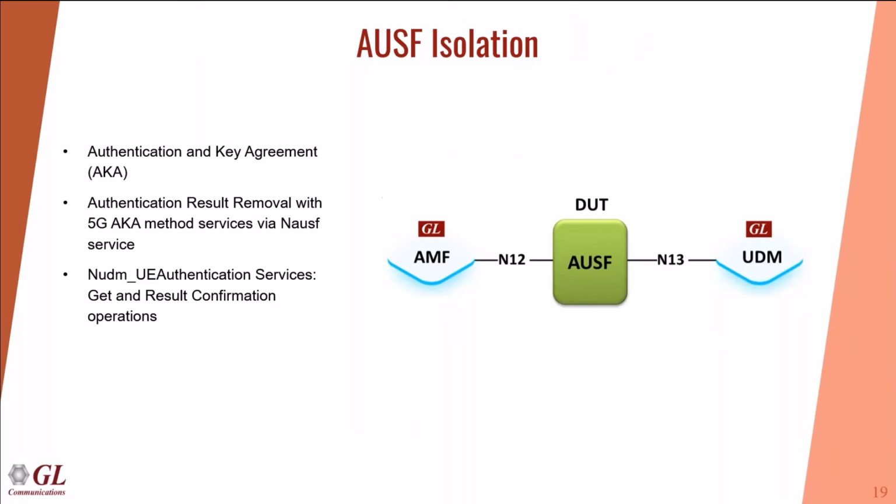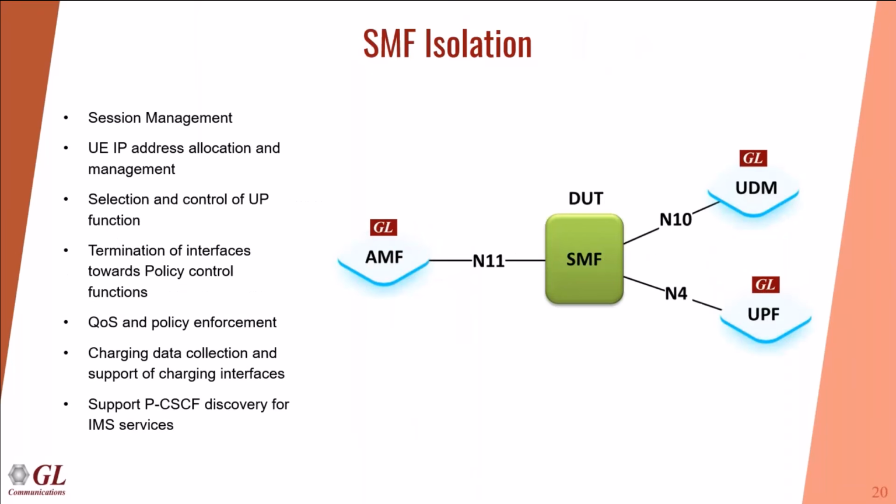Yeah, this one is the simplest isolation, that is the AUSF. This can be tested using GL's N12 and N13 emulation, where in N12 AMF will trigger the authentication request towards AUSF, and AUSF will contact for the authentication vectors retrieval and creation of the authentication challenge keys. By wrapping around the AUSF, we can test whether AUSF is behaving properly or not, or whether it is giving the proper services or not.